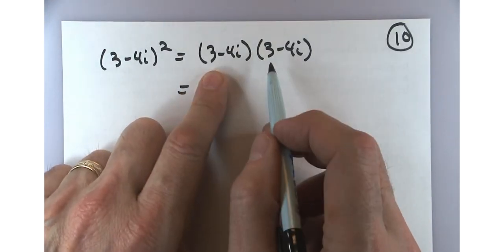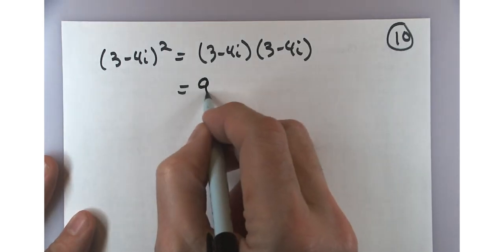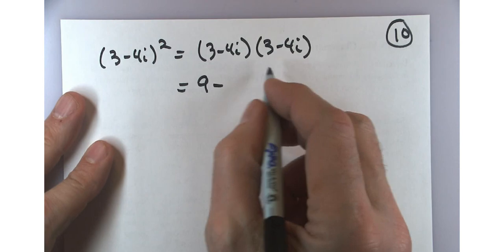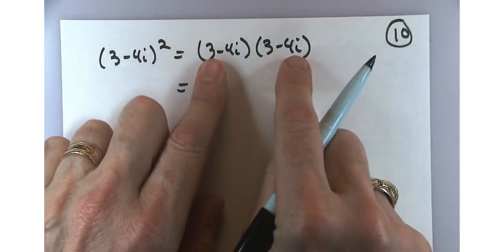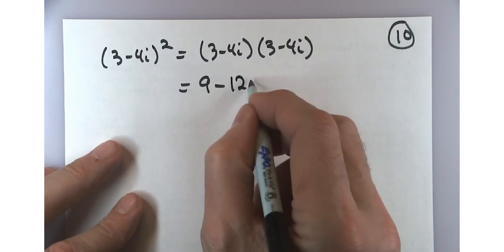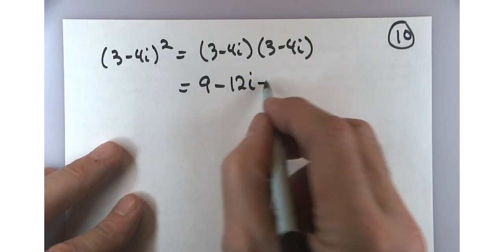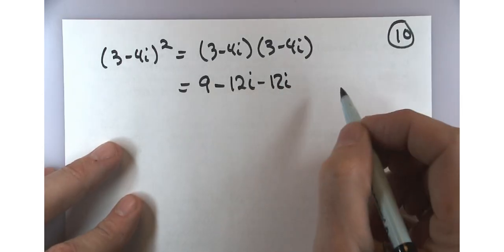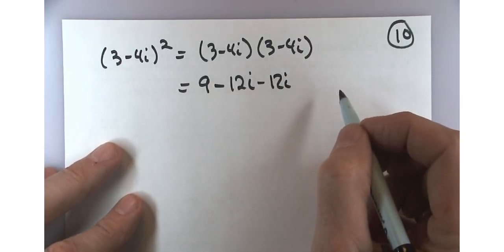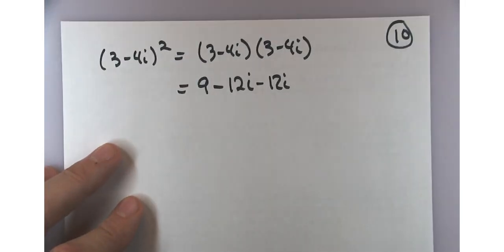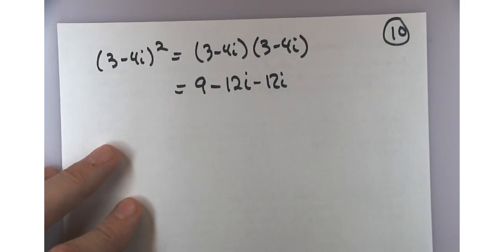So 3 times 3, minus outside terms, 3 times 4i, 12i. Inside terms, minus 12i again. And thank you. Nolan, how about the last term?